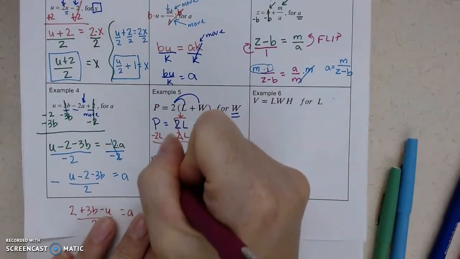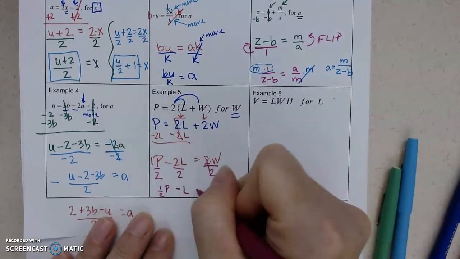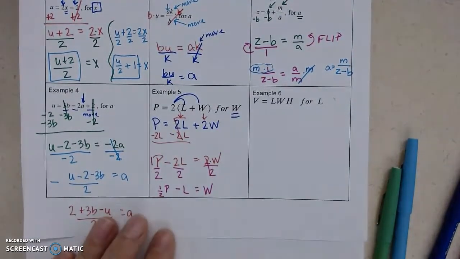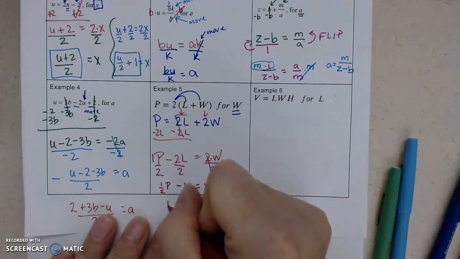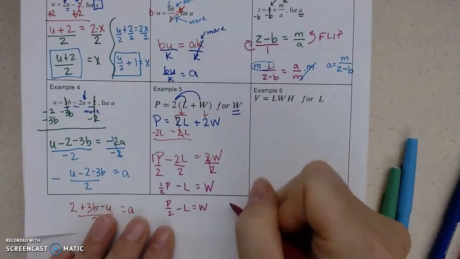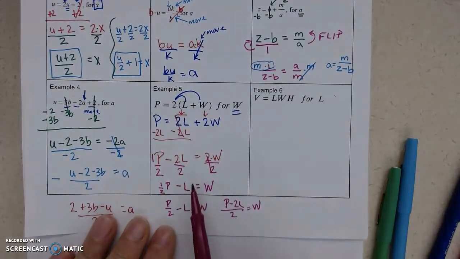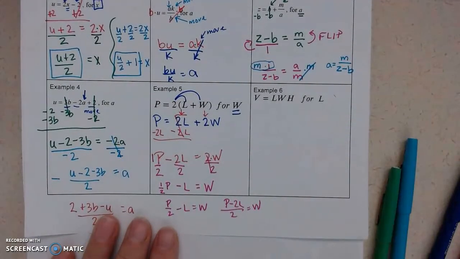There is a 1 up here, so sometimes you might also see that as 1/2 p minus l equals w. It could be written as p over 2 minus l, or we could have written it as p minus 2l all over 2. All 3 of these are good equivalent answers.